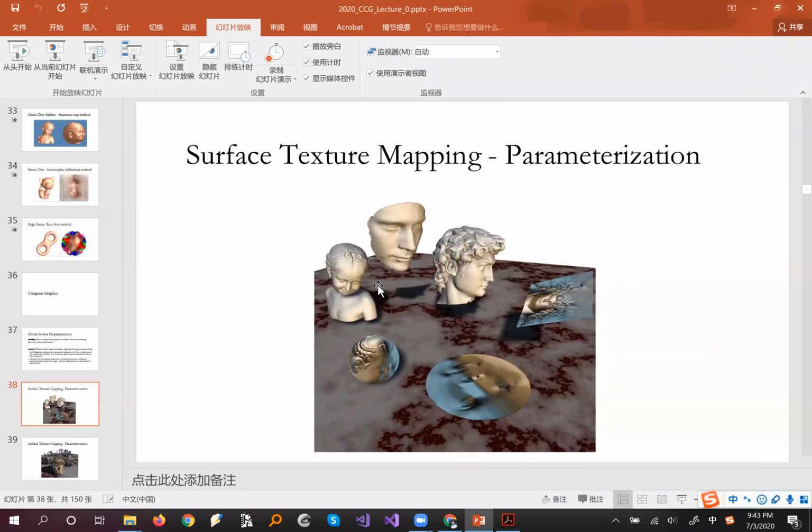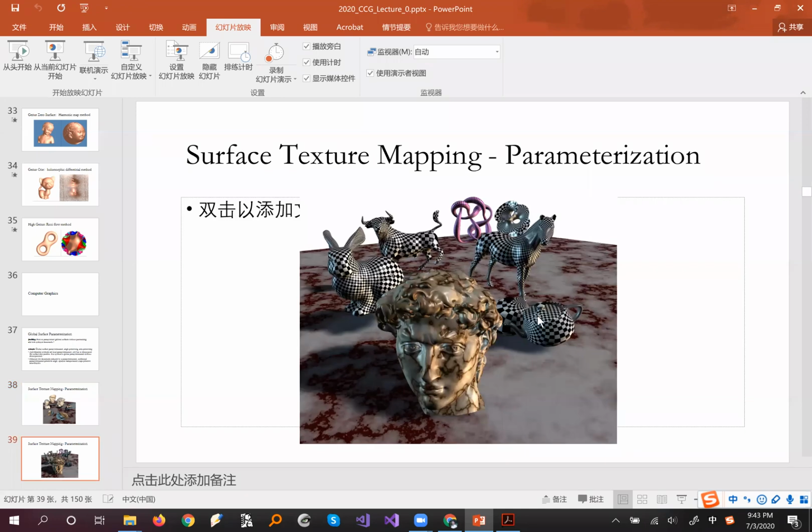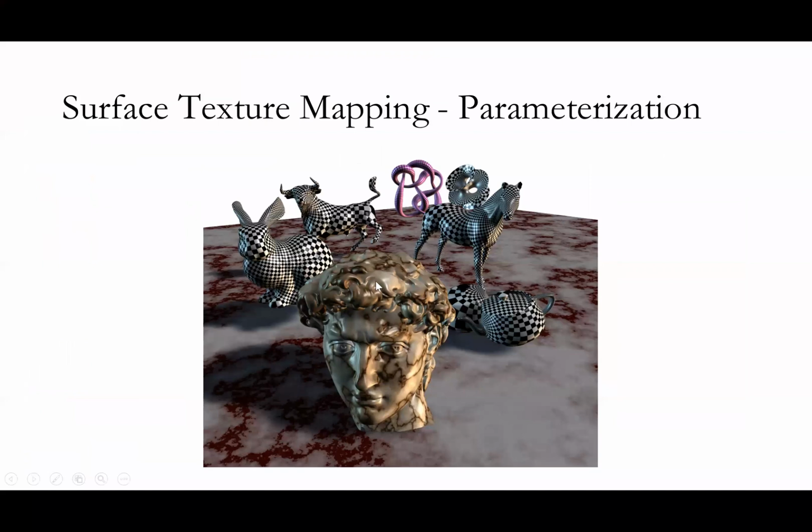So here you see that we have this geometric model without texture. Then we flatten the model to the 2D plane. Then we ask the artist to draw a 2D picture on this plane. Then we pull back, and we get a very vivid rendering effect, like the one shown here. So you'll see this David head with marble. You get the feeling for the material.